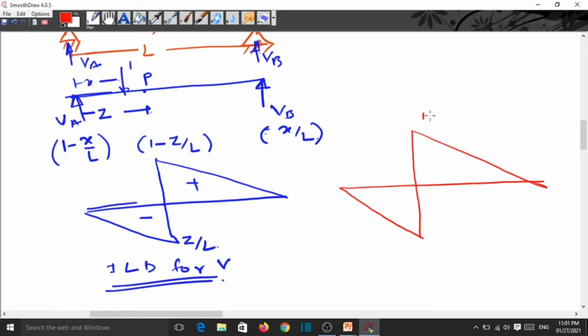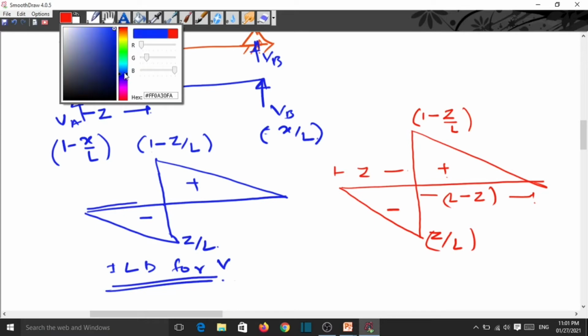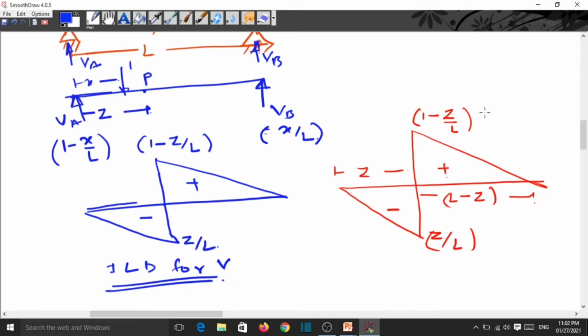This is the 1 minus Z by L and this is the Z by L. This is minus and this is plus. Now this distance is Z and this distance is L minus Z. So multiply here by sin theta, multiply here by sin theta, sin theta here also and sin theta here also.